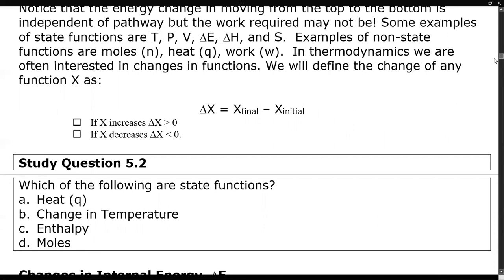The heat or Q is not a state function, as we can see in that paragraph above. It's different than the heat of a chemical reaction. Change in temperature is a state function. Enthalpy, the delta H, is a state function. And moles, as stated in the paragraph above, is not a state function.